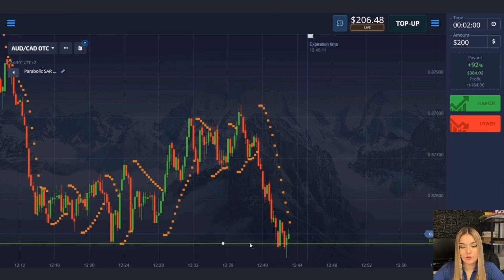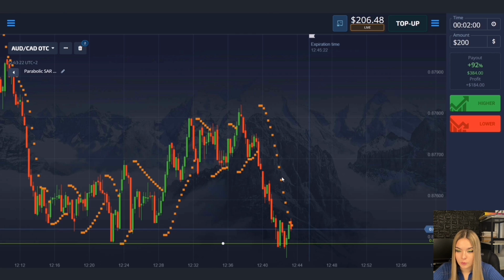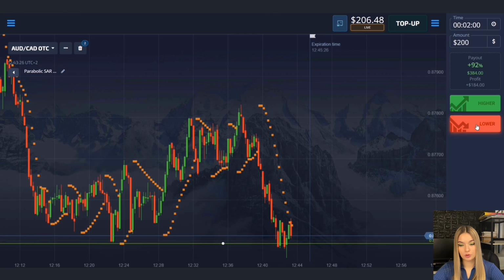Here we see the level of support. We also see here there was a good confident downward movement. The price has reached this level. There is a compression. We also pay attention to our indicator, which tells us that the downward movement is also expected in the near future. I suggest opening a deal here for 2 minutes to decrease.